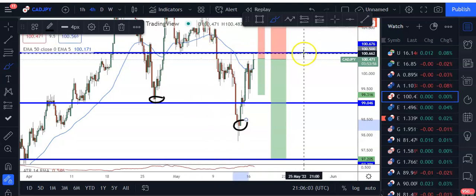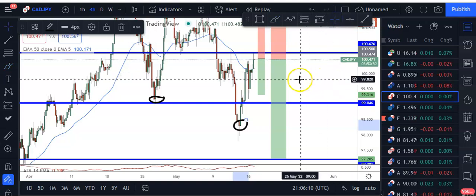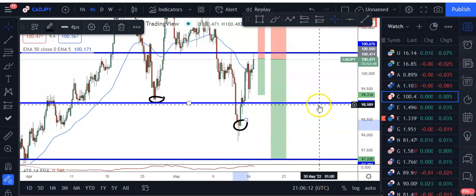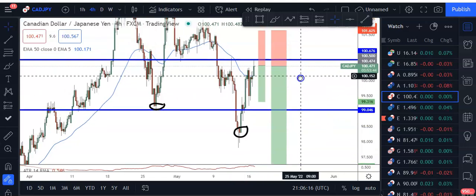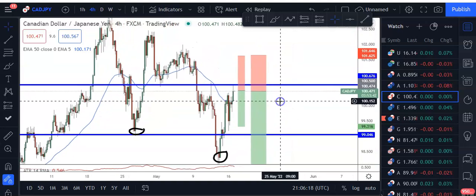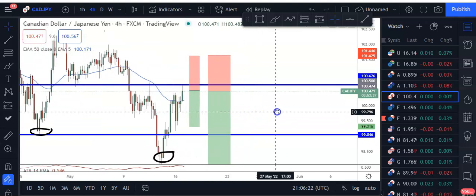So what I'm actually going to be doing, since all my requirements for the reversal have been met, I'm looking to take a short position in this area here.